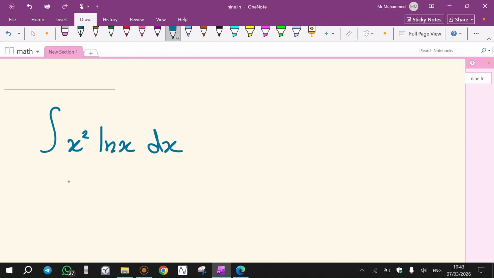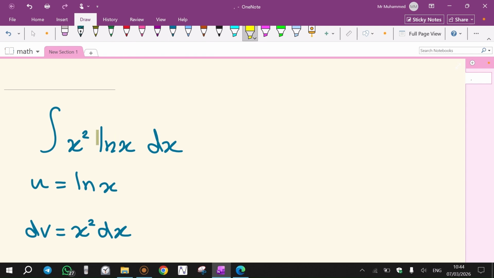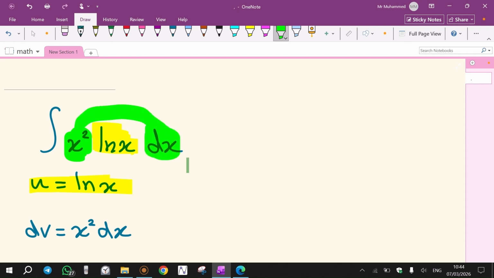Again, we're going to set u and dv to cover the integral. Since there is ln, u is going to be the ln. dv is the remaining x squared dx. See? Ln is covered by u, and what is remaining, x squared dx, is dv.